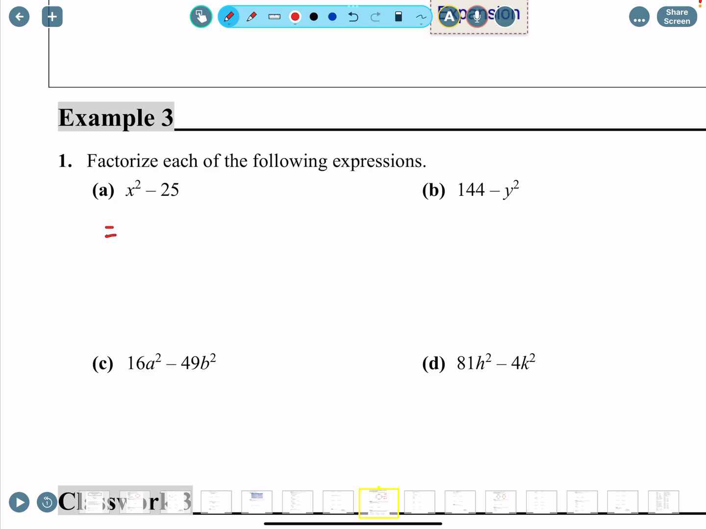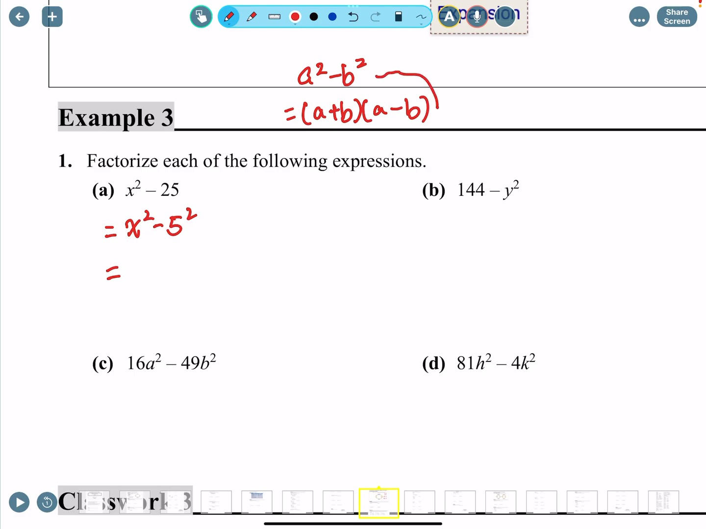I noticed that 25 can be changed to a 5 square. And make sure that this is a minus. If this is a plus, no way you can use the identity. It must be a minus for this identity. So it's a square minus b square, right? Turns into (a plus b)(a minus b). So just make use of this.